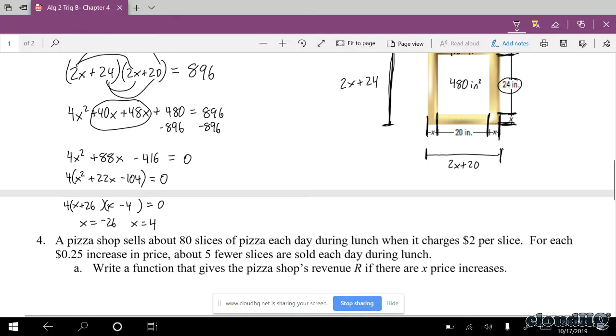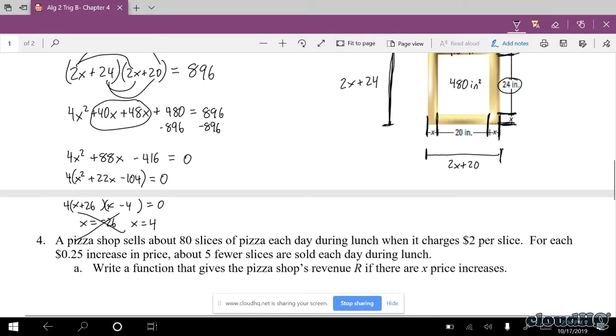Those are our answers, but think about them in the context of the problem, because most likely they don't both make sense. Does it make sense for x to be negative 26 inches when it's the border? No. So it solved the equation, but it doesn't make sense in the problem. So I could throw that out. Does 4 make sense? Yeah, it does.